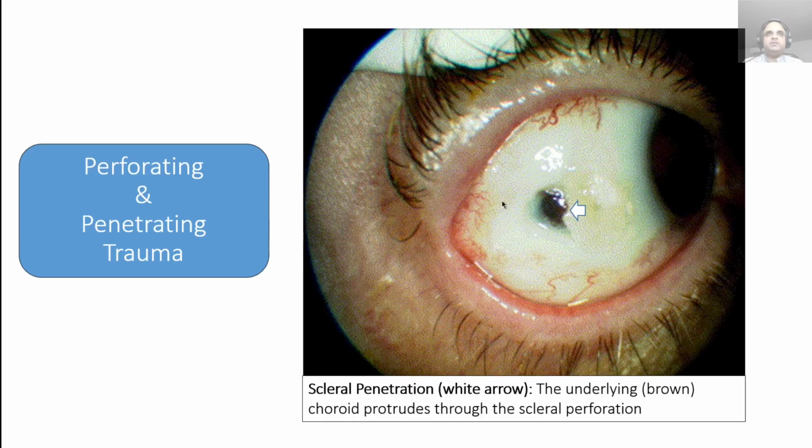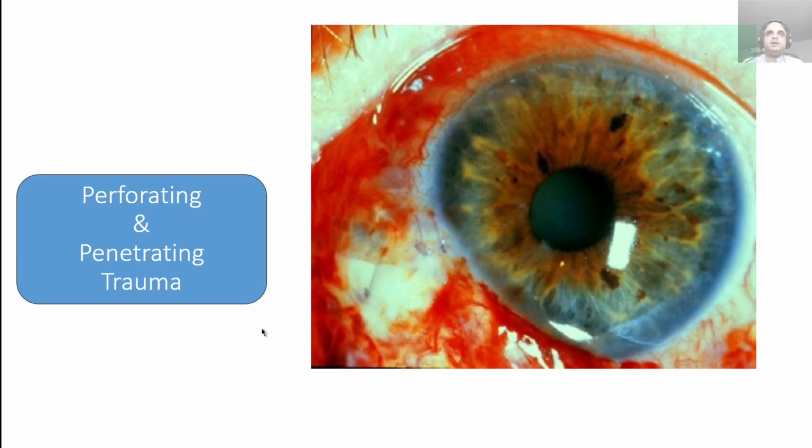But obviously, if you have damage, you need to suture it up, and you usually use a non-absorbing suture. Here, an absorbing suture is used, perhaps in all likelihood because a non-absorbing suture wasn't available at the time that the patient reported.